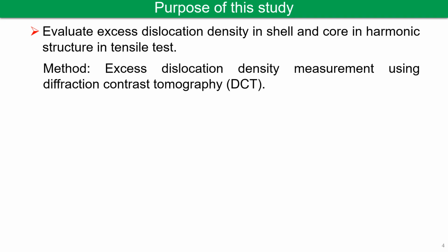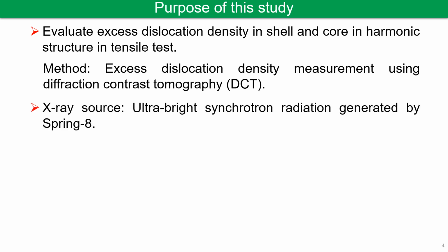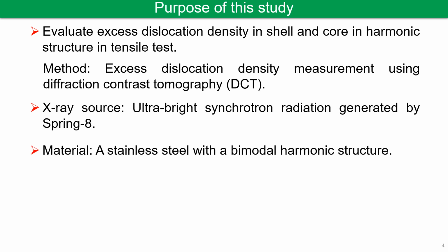The purpose of this study is to evaluate deformation mechanism of harmonic structured material. To accomplish this, the excess dislocation density in shell and core in harmonic structure in tensile test was measured by diffraction contrast tomography using ultra-bright synchrotron radiation X-ray. The material used in the present study was a stainless steel with a bimodal harmonic structure.